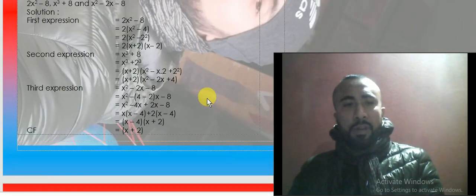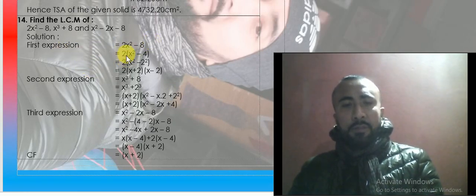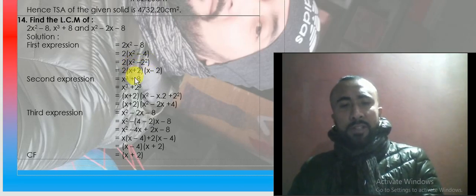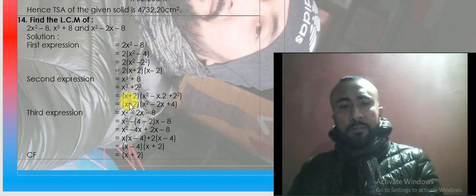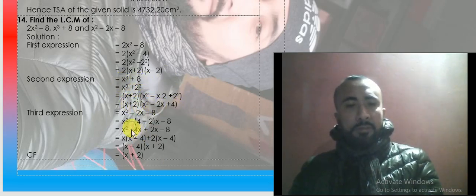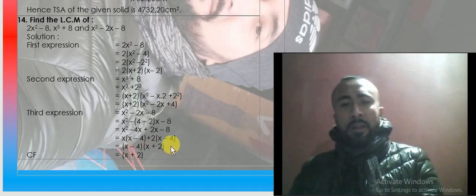Now let's move on to LCM. Just factorize it. Here 2 is common, and x squared minus 4 is in the form a squared minus b squared, which is (a plus b)(a minus b). Similarly, a cubed plus b cubed is (a plus b)(a squared minus ab plus b squared). Here is a trinomial, so 8 multiplied by 1 gives 8, so 4 multiplied by 2 is 8, and 4 minus 2 is 2. So if you factorize it, you get (x minus 4)(x plus 2).